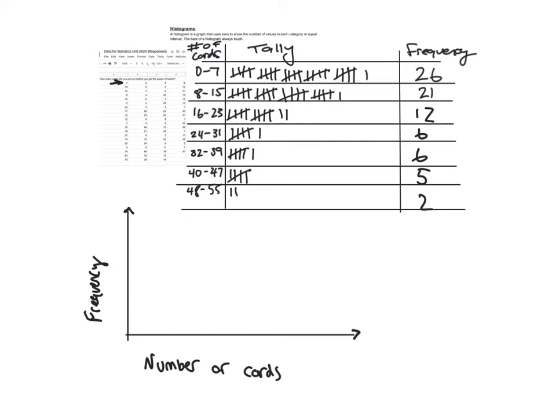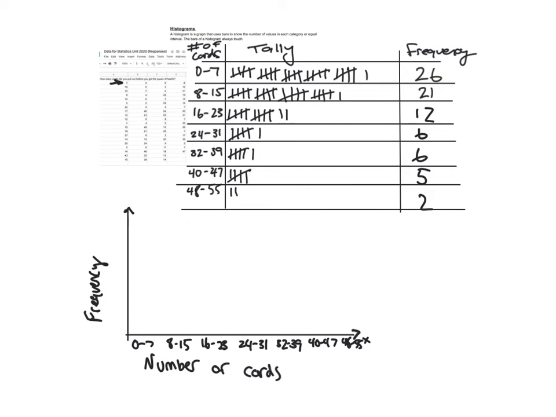So for a histogram, it's kind of like a bar graph, but instead of having each bar at an individual number or an individual data point, we're going to have intervals along our x-axis for the number of cards. So our first interval is going to be 0 to 7, and then 8 to 15, then 16 to 23, 24 to 31, 32 to 39, 40 to 47, and 48 to 55.